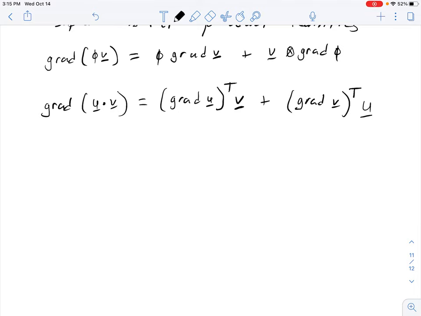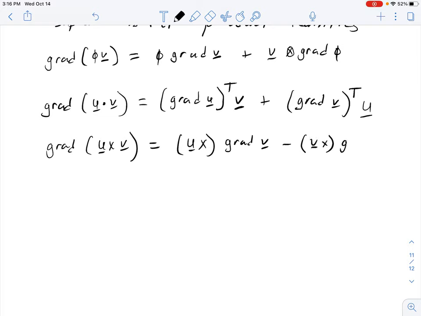All right, the gradient of the cross product of two vector fields. That better be anti-symmetric with respect to them, since u cross v is equal to minus v cross u. And sure enough, it is the second order tensor that's skew symmetric, u cross times grad v minus v cross times grad u.